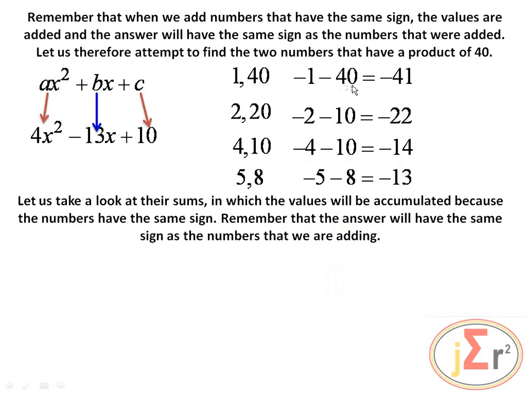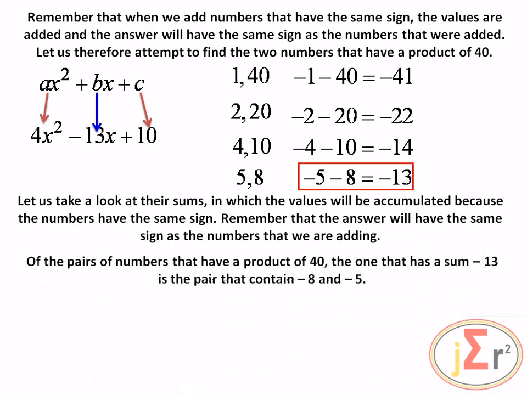-1 minus 40 is -41. -2 minus 20 is equal to -22. And we do the same for the others. And there we have identified the pair that works. Of the pairs of numbers that have a product of 40, the one that has a sum of -13 is the pair that contains -8 and -5.